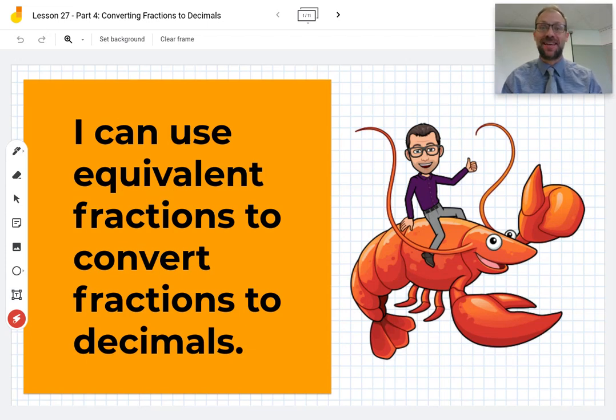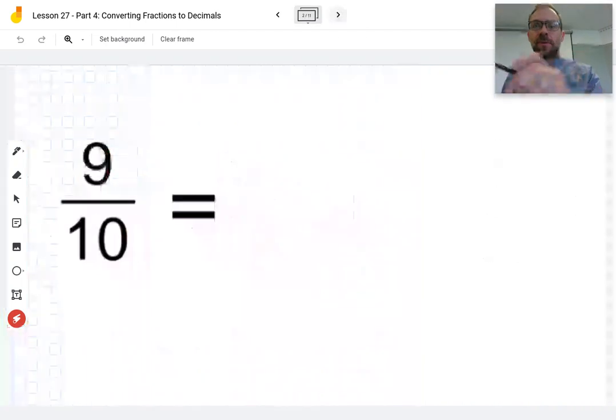Our learning target today is I can use equivalent fractions to convert fractions to decimals. So let's begin.